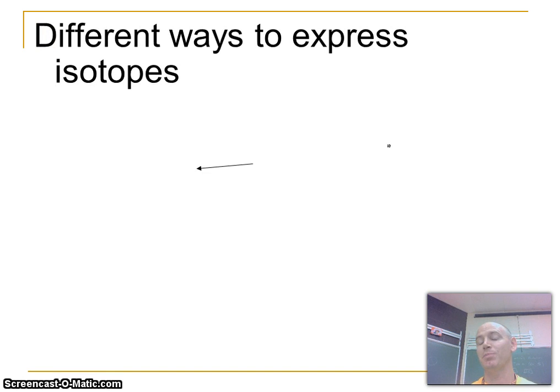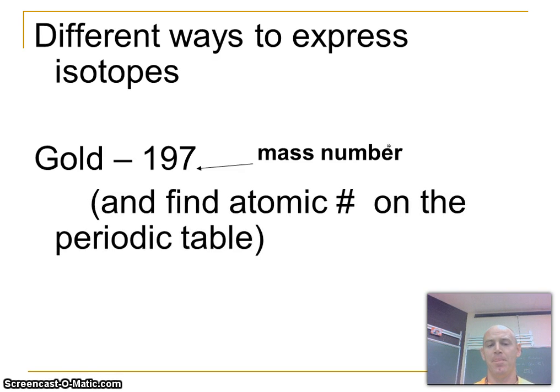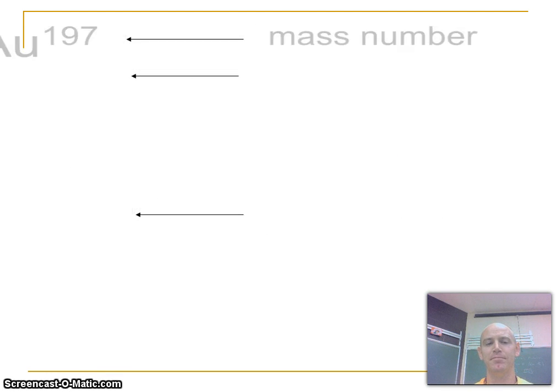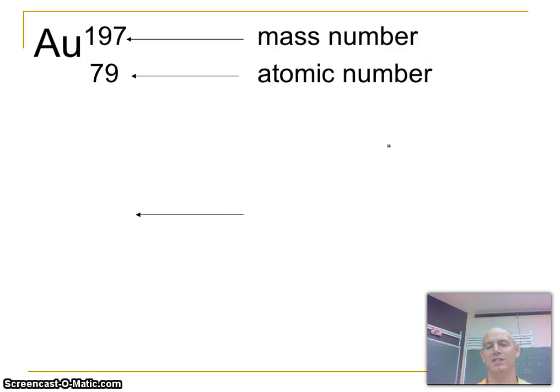Some different ways to express isotopes. You can write out the name of the element followed by the mass number, like gold 197 is an isotope of gold, which has a mass number of 197. And you can always find the atomic number by looking on the periodic table, which everyone should have one. I'll probably give you one.